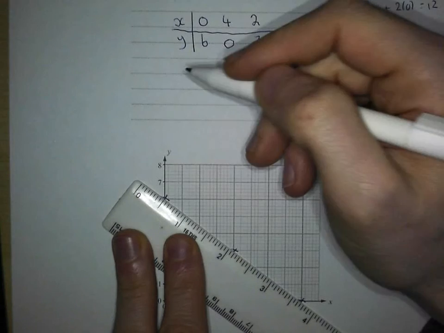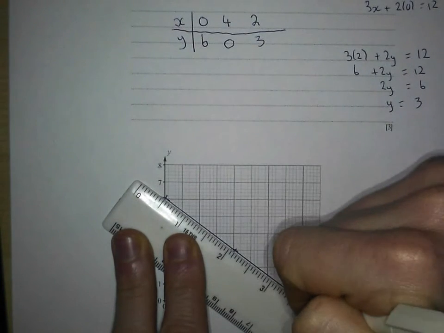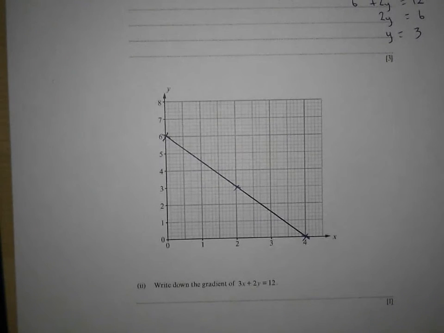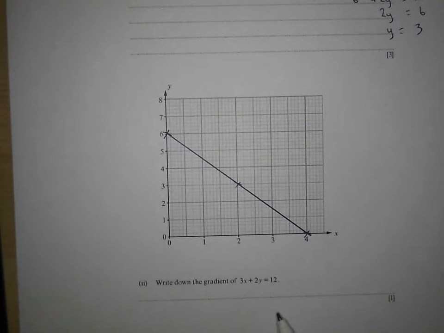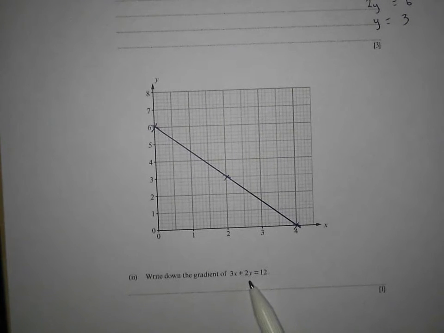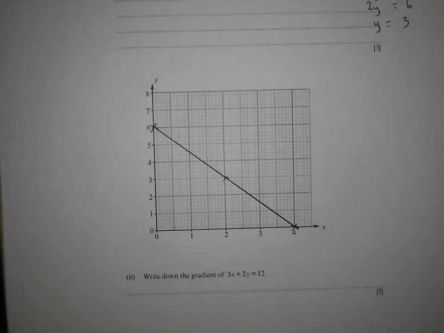And then finally, part 2, write down the gradient of that. Now, there's 2 ways of doing this. You can either rearrange that equation to work out the gradient, or you can work it out from the graph. I'm going to mix things up throughout this video, so I'm going to go graph for this one, and I'll do rearranging in other questions. To work out the gradient from the graph, you just need to draw a right angle triangle.